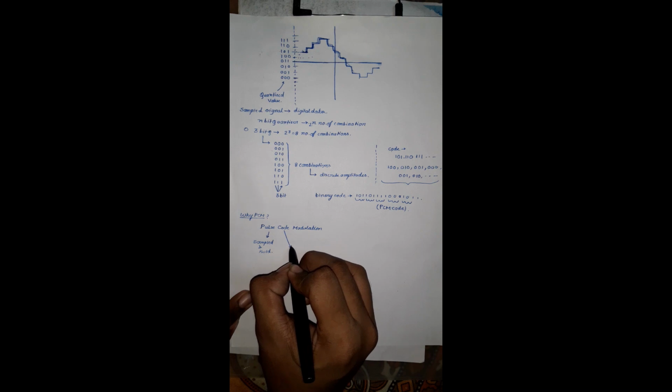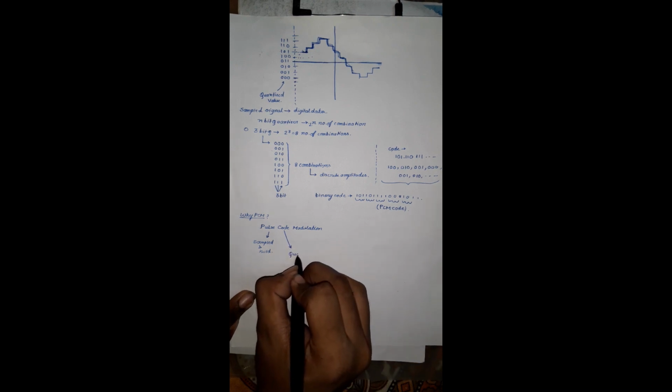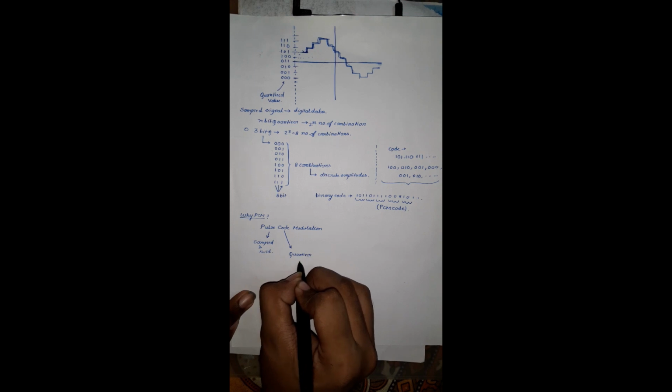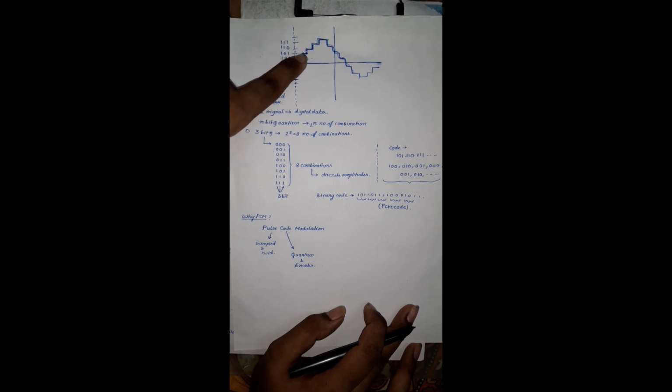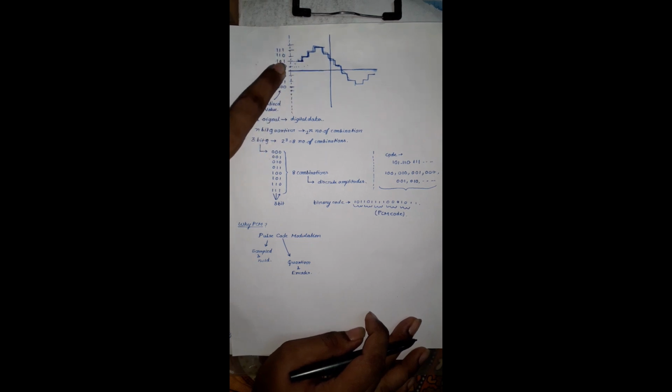And the code we are getting from the quantizer and encoder. Having quantized, that means we have made the 8 combinations, the encoder is just picking a particular combination for a particular value, that is, a particular magnitude. For a particular magnitude, the encoder is assigning a particular combination. A 3-bit quantizer means it is making the 8 combinations.